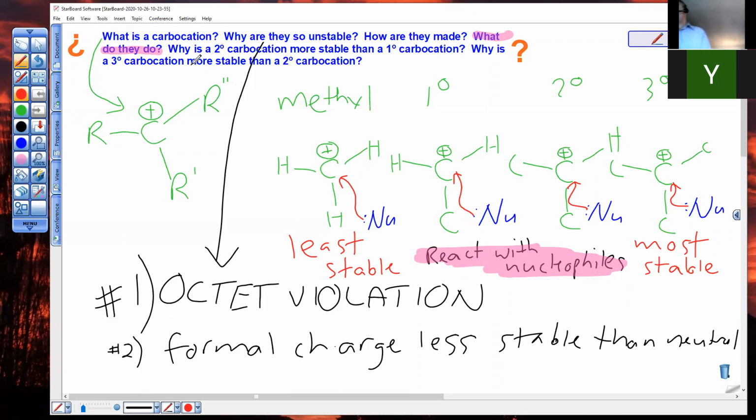Okay, I take it back. That's one thing they do. Later on, we'll see that there's other options of getting a full octet. In later chapters, we'll see how you can make a pi bond to a carbocation. But we're not ready for that. Why is a secondary carbocation more stable than a primary carbocation? That's a very good question. And then a tertiary cation is even more stable. I think we need a new page for that last part.